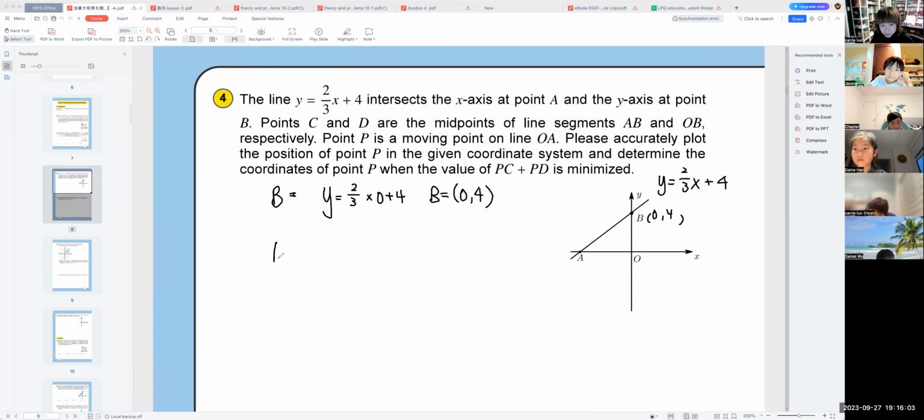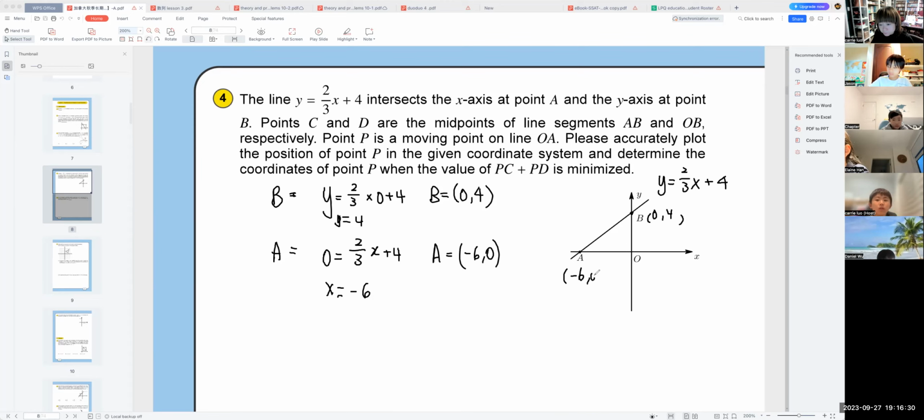So everybody, what is the x-intercept? It is when y equals 0, and we find what x equals. So 0 equals 2 over 3x plus 4. So 2 over 3x equals negative 4, and x equals negative 6. So A equals (negative 6, 0). Okay, get it? I'm going to stop here and let you think about it.